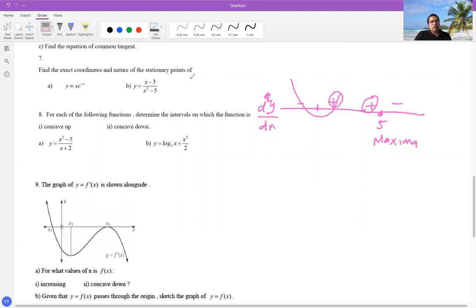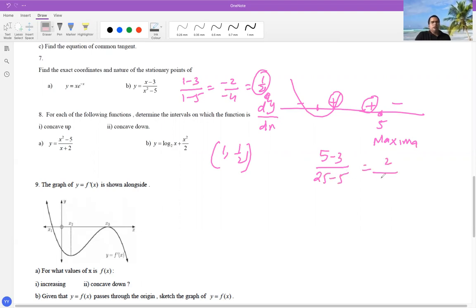So it'll be 1 comma (1 minus 3) over (1 minus 5), which is negative 2 over negative 4, which is half. So it is at 1 comma half. There is a local minima. And if you plug in x is 5 here, so (5 minus 3) upon (25 minus 5), which is 2 over 20, which is 1 over 10. So that's your local maximum. So 5 comma 1 over 10 is your local maximum. So that's how you do the problems for part 7b.